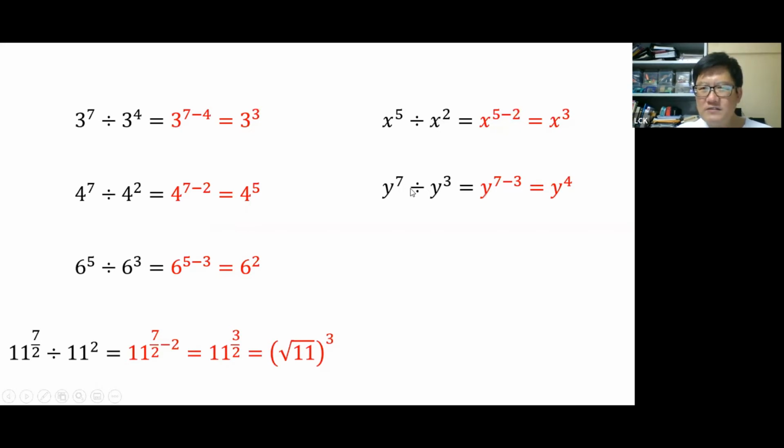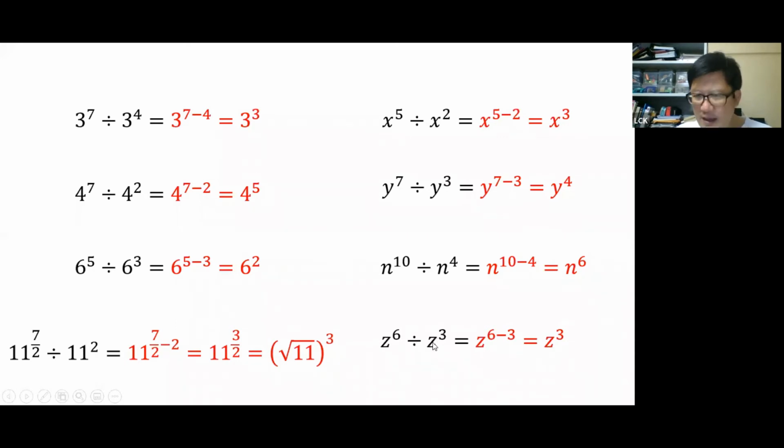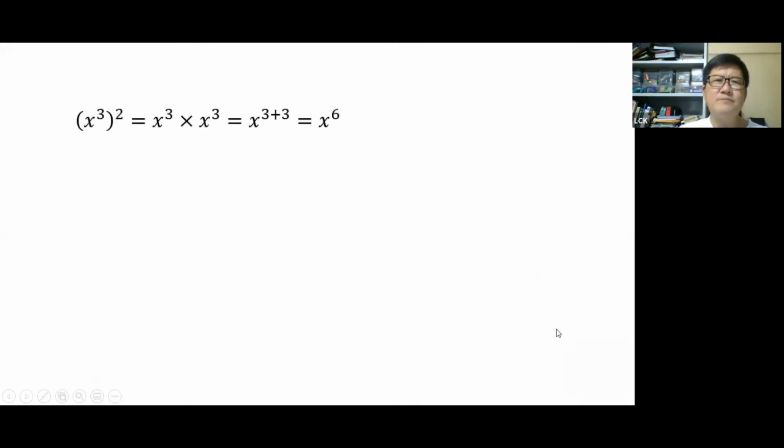Same, y to the power 7 divided by y to the power 3. It's a division, so subtract your indices. 7 minus 3, y to the power 4. Now, n to the power of 10 divided by n to the power 4 equals n to the power of 10 minus 4, n to the power of 6. And the last one here, z to the power of 6 divided by z to the power of 3 is a division, so you subtract, 6 minus 3, equals z to the power of 3. So it's very, very simple.